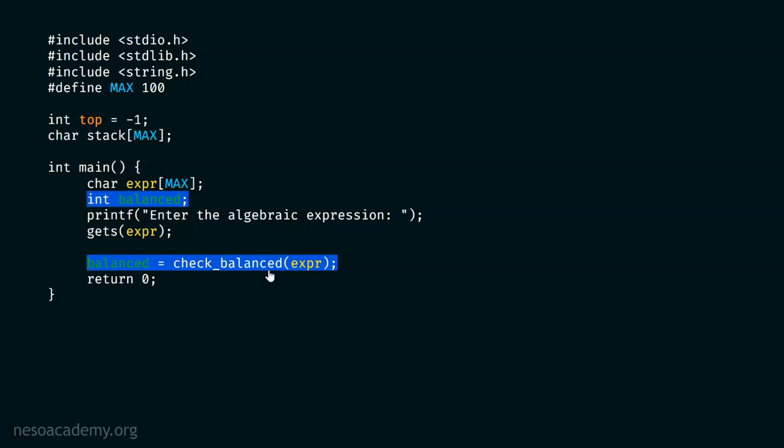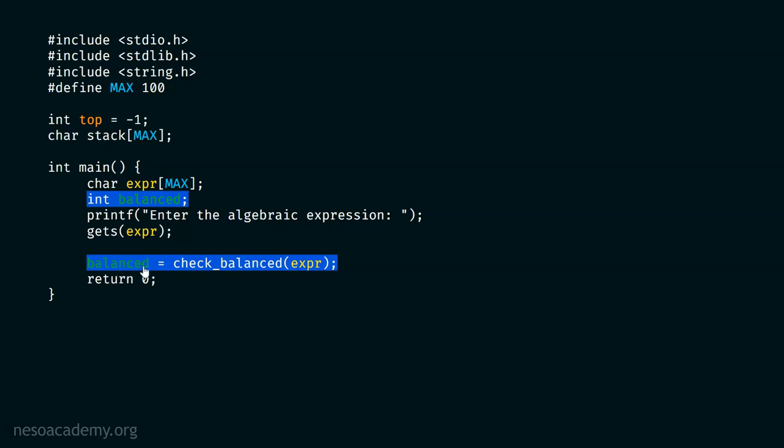Here we have to call this function for the purpose of checking whether the expression is well balanced or not. I don't want to write the whole code in this main function. I'm calling a separate function for this purpose. That is, I want to check whether the expression is well balanced or not. For this purpose, I'm calling the checkBalanced function, and I'm passing EXPR, that is the whole expression, to this function.